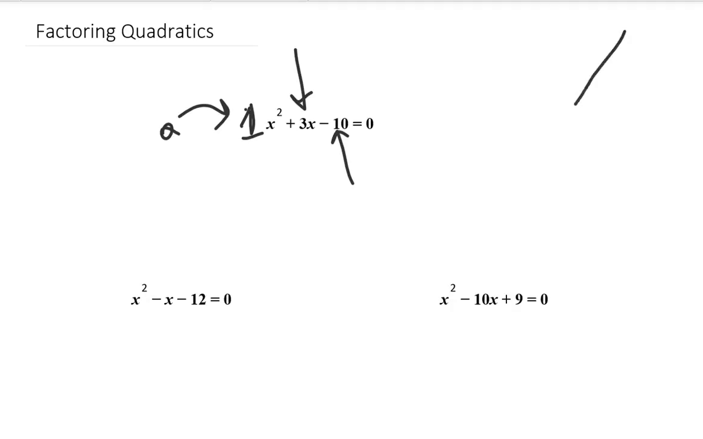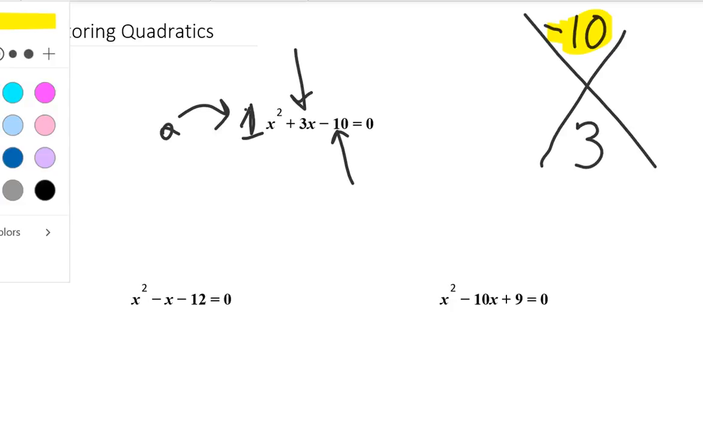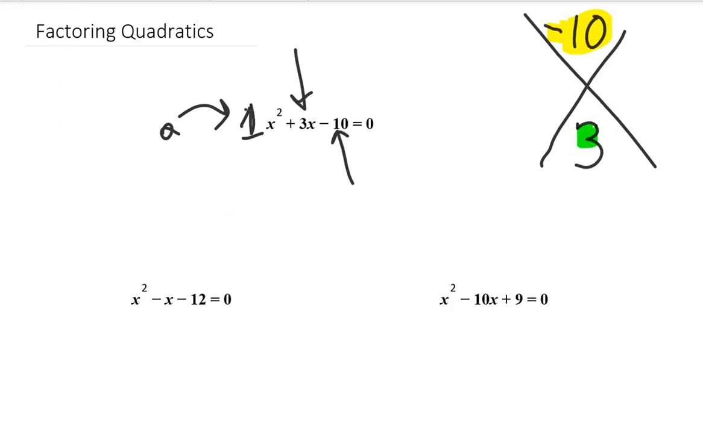So when we're using the big X method, our C value goes on top, so negative 10 goes on top, and our B value goes on the bottom. Now what I want to do is find two numbers that are going to multiply together to be a negative 10 and combine to be a positive 3.